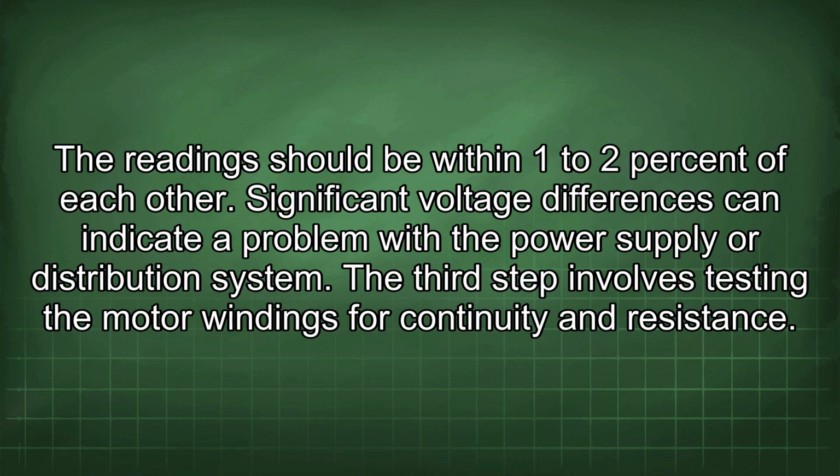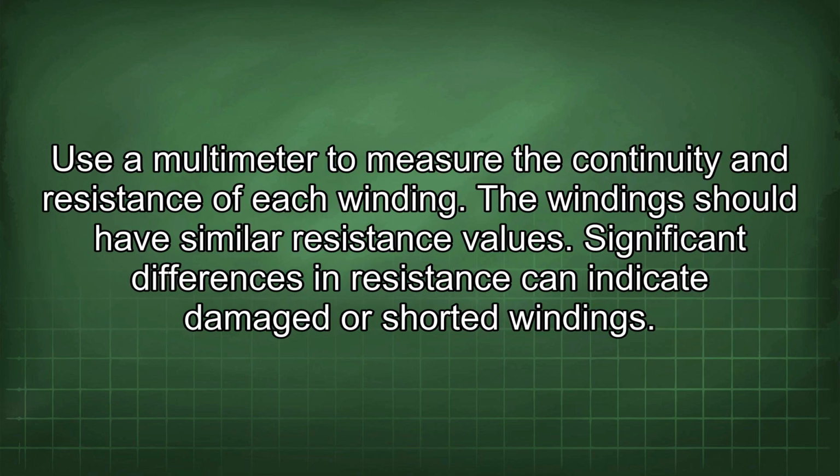The third step involves testing the motor windings for continuity and resistance. Use a multimeter to measure the continuity and resistance of each winding. The windings should have similar resistance values. Significant differences in resistance can indicate damaged or shorted windings.